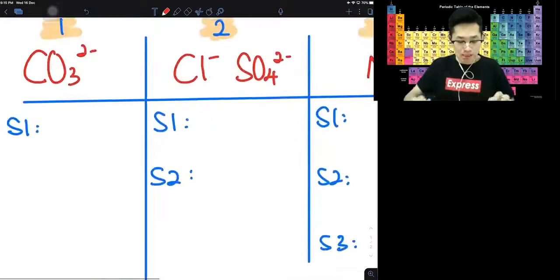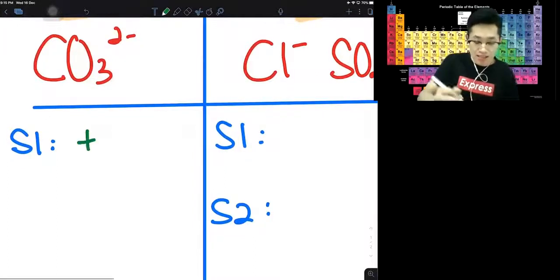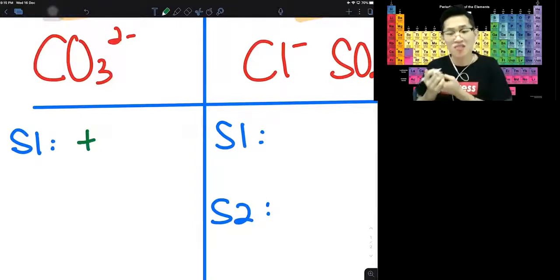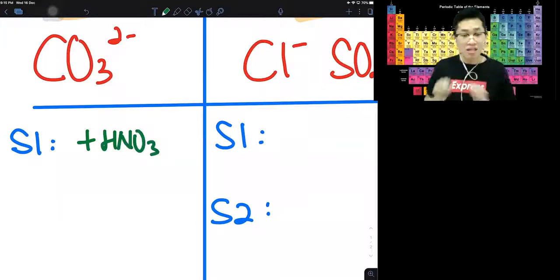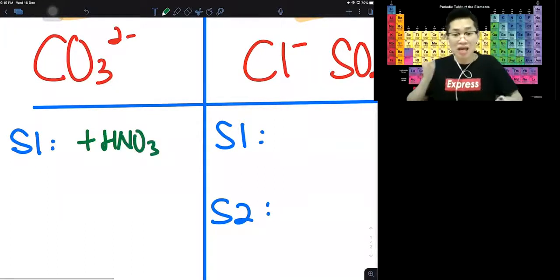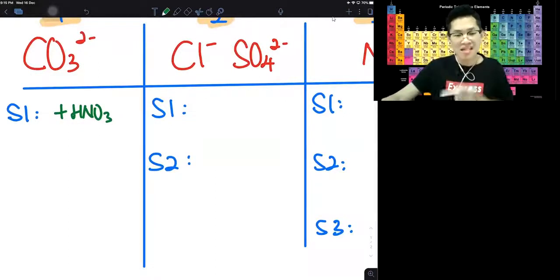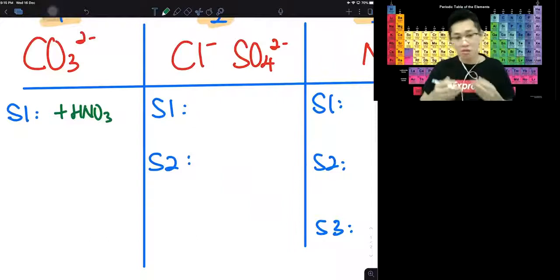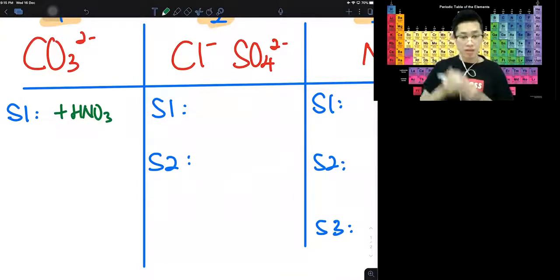So that means in step 1 here, to test a carbonate ion, I add acid. What kind of acid? My favorite is always nitric acid. Here you can add any acid, but my favorite is nitric acid. Later, I will let you know why. Of course, you can also change it to hydrochloric, or sulfuric acid, but I always stick to nitric acid.